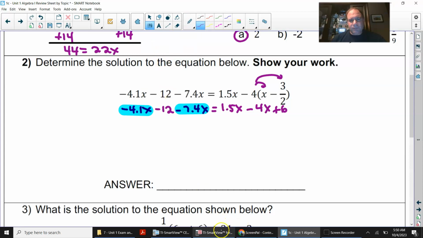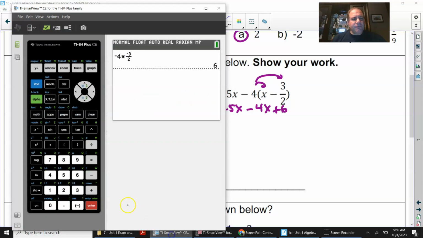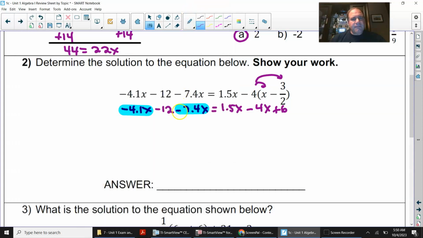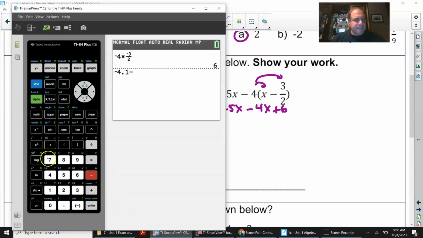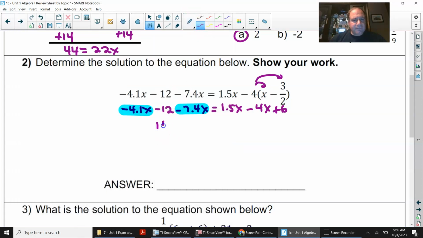All right, so I'm going to just bring the calculator back. This is negative 4.1. And we have minus 7.4. And you press enter, it's negative 11.5. Negative, and then that's x. Don't forget the x, 12. So that's nice. You have two terms on that left side.